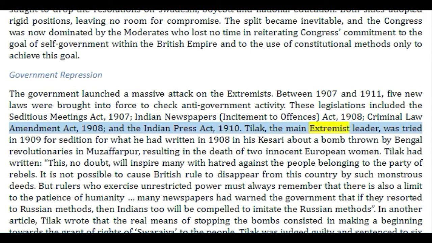Tilak, the main extremist leader, was tried in 1909 for sedition, for what he had written in 1908 in his Kesari about a bomb thrown by Bengal revolutionaries in Muzaffarpur, resulting in the death of 2 innocent European women. Tilak had written, "This, no doubt, will inspire many with hatred against the people belonging to the party of rebels. It is not possible to cause British rule to disappear from this country by such monstrous deeds." In 1914, Tilak was released and he picked up the threads of the movement.